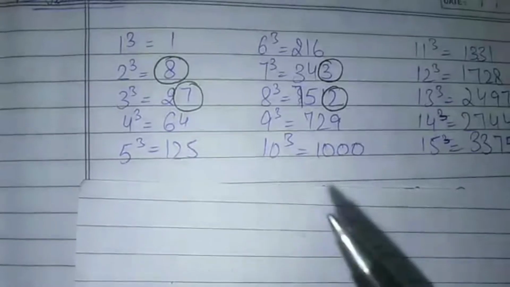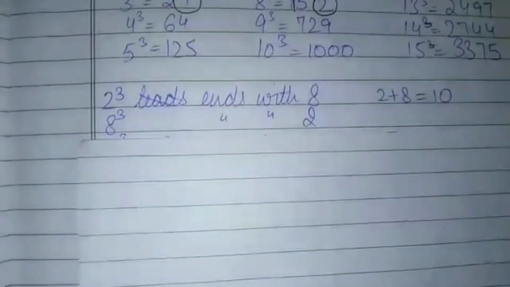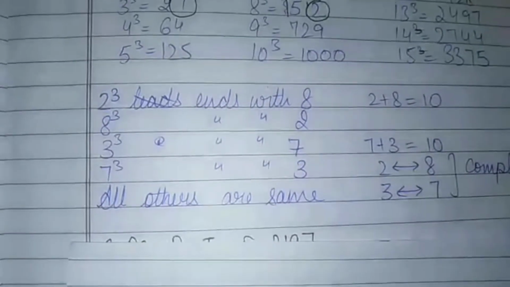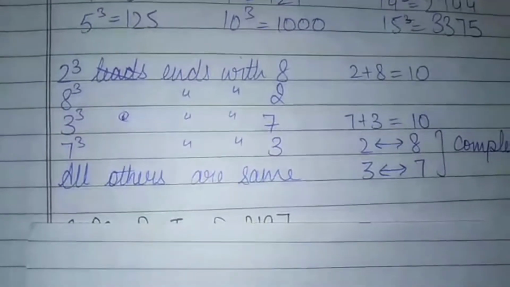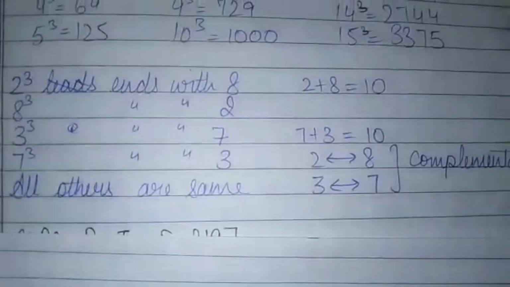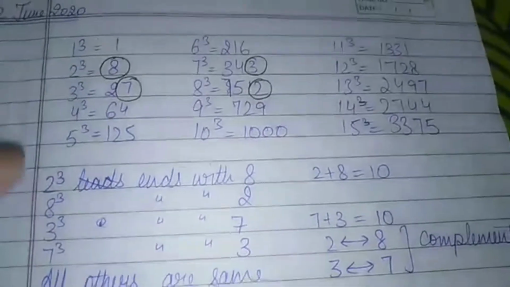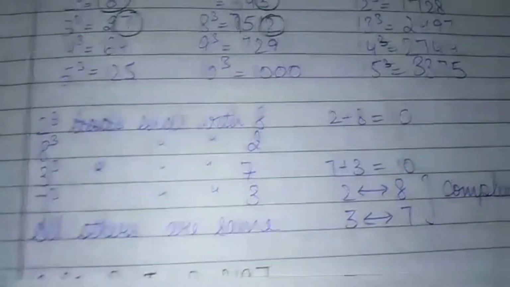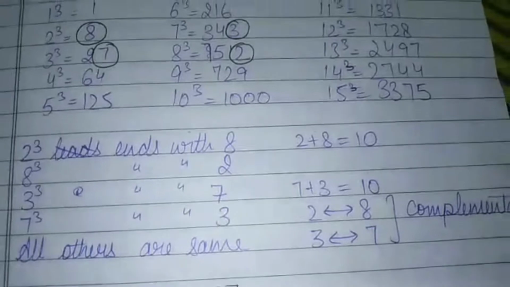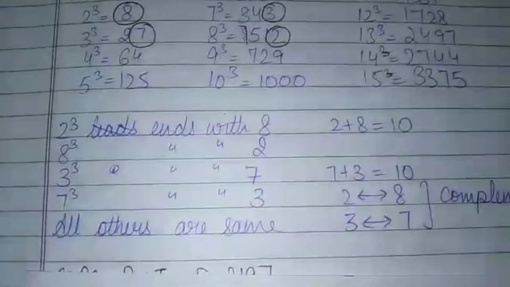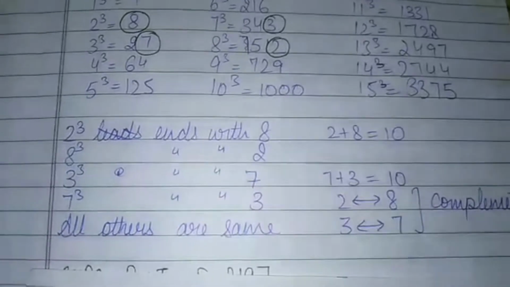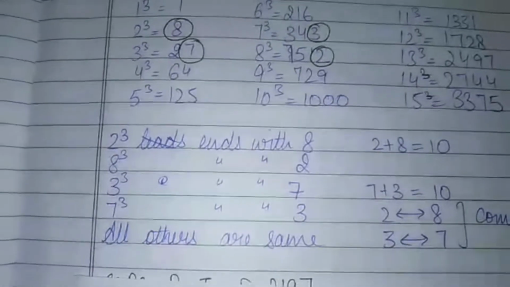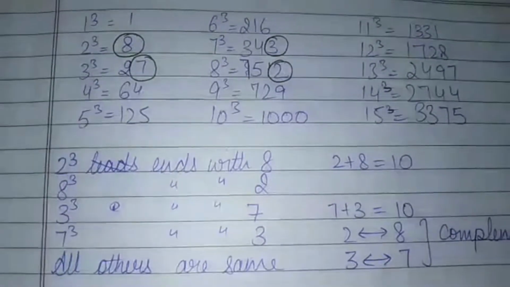So this is what you need to remember, and this is what you are going to use ahead. Clearly, 2 cube ends with 8, 8 cube ends with 2, 3 cube ends with 7, and 7 cube ends with 3. And all others are just the same. So basically 2 and 8, and 7 and 3 are complementary to each other, and every time we are just going to replace these digits. Now I'm going to talk about two questions to make your concept much clearer and to tell you about the method. So let's begin.